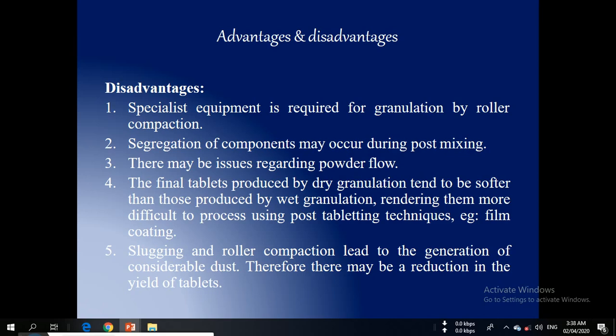And in the next lecture I will discuss the direct compression method, and how the tablet can be formulated by compression. Thank you so much.